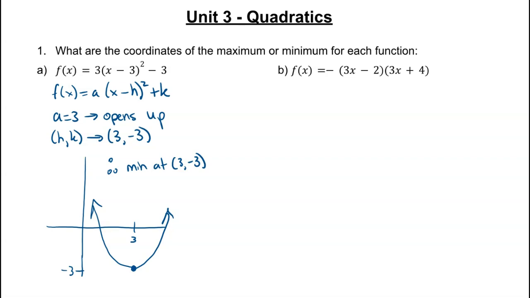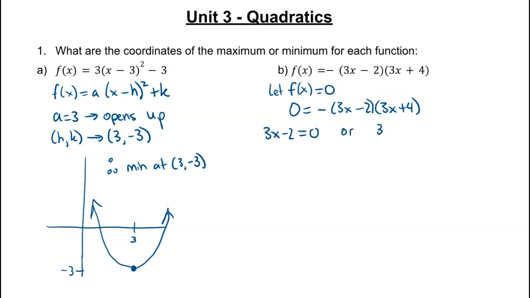Now the second situation is not in vertex form. It's in factored form. And so what we have to do here is let the y value, or f of x, be 0. When we do that, that's what's going to determine our x-intercepts for us. And so we're going to then say, well, that means that 3x minus 2 must be 0, or 3x plus 4 must be 0 in order to multiply together to give us 0.